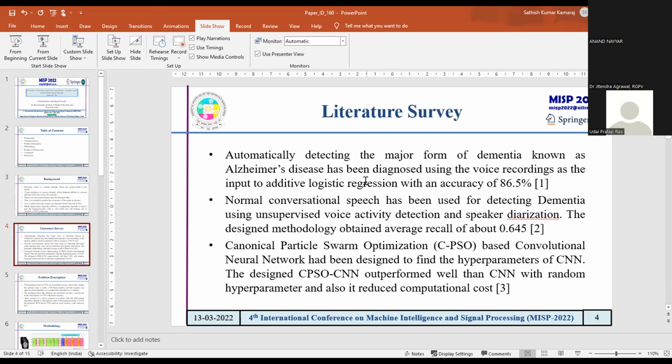These are some of the existing related works in which they diagnosed Alzheimer's disease using voice recordings, using additive logistic regression with an accuracy of 86.5%, and normal conversational speech has been detected using voice activity. Dementia has been detected with a recall of about 0.645, and a canonical particle swarm optimization based convolutional neural network has been designed to fine tune the hyperparameters of CNN.